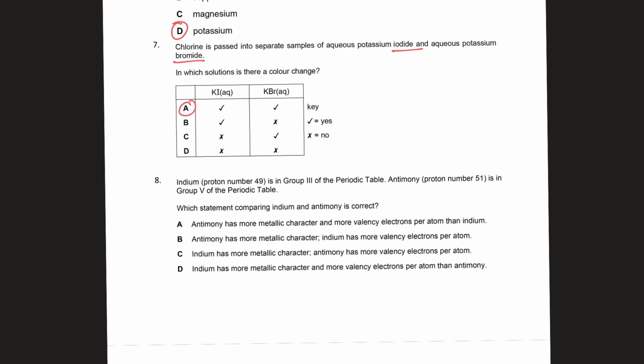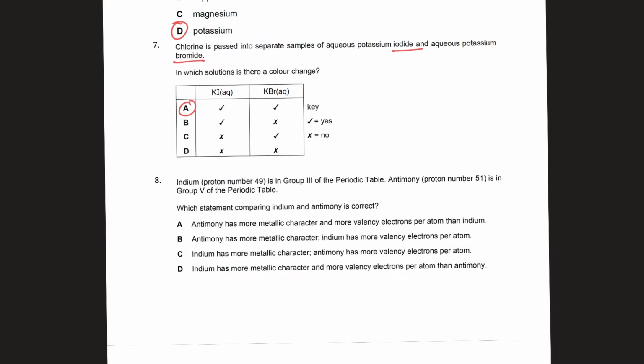Indium is in group 3 of the periodic table, antimony is in group 5. Which statement compares indium and antimony correctly? Antimony has more metallic character. Let's see. Antimony has a higher proton number and is in group 5, while indium has a lower proton number and is in group 3. They're both in the same period, which means that towards the left side there's going to be higher metallic character. So indium is going to have a higher metallic character, and so antimony has more metallic character is wrong.